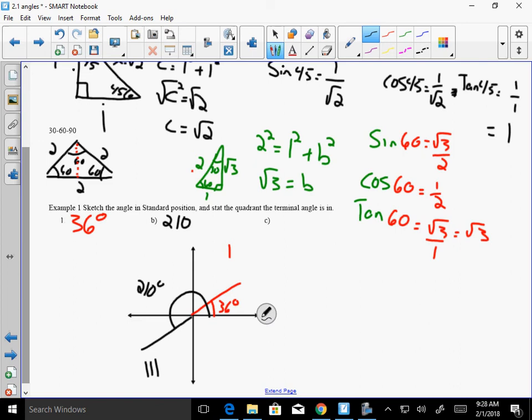And then the last one, 315. 315 is going to come all the way around somewhere like there. Oh, I should do that. Oh, it's too late. That's in quadrant 4.